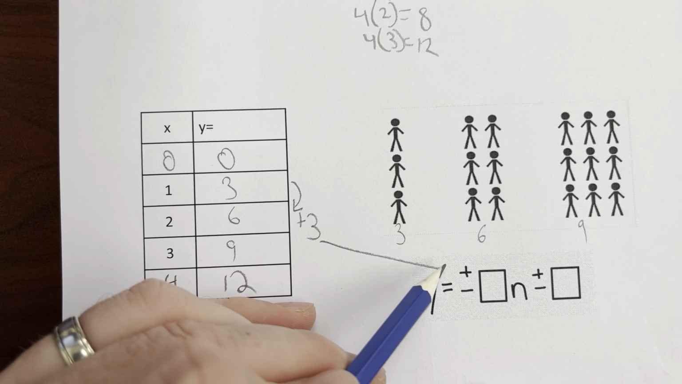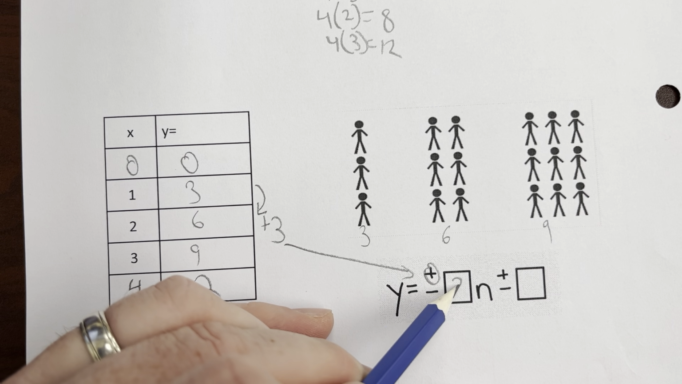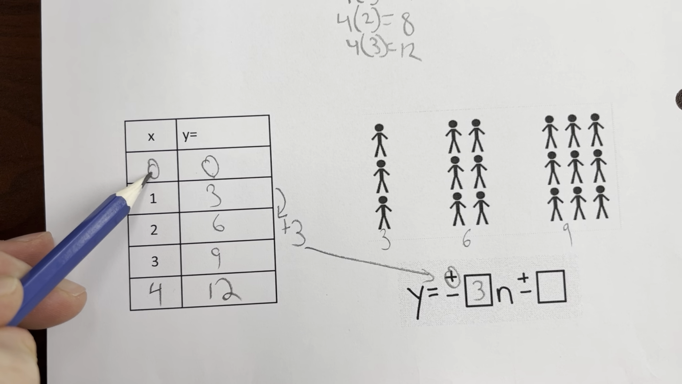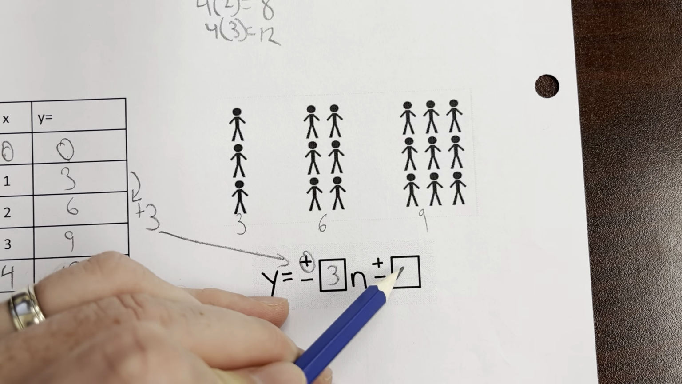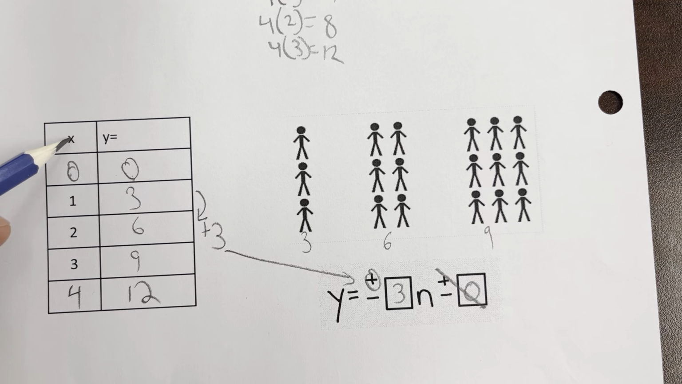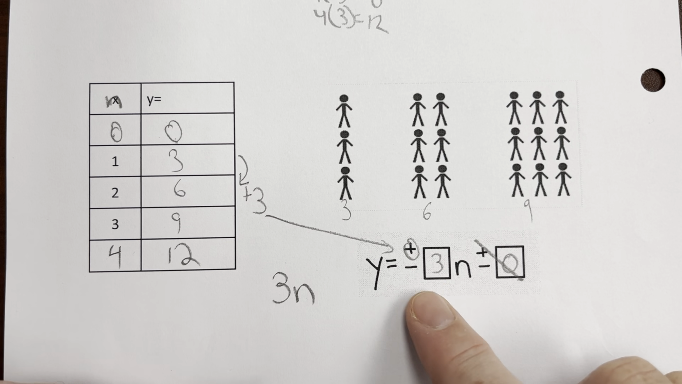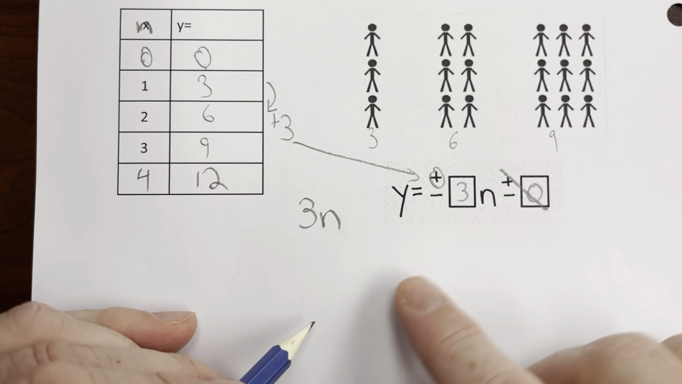Okay, again, numerical coefficient, so positive 3. And our value of y when x is at 0 is 0. So then we cross that one out. So my expression for this one, the expression builder tells me that it's 3n.